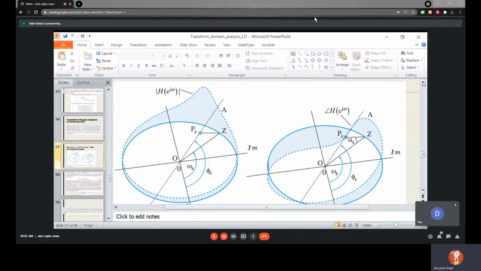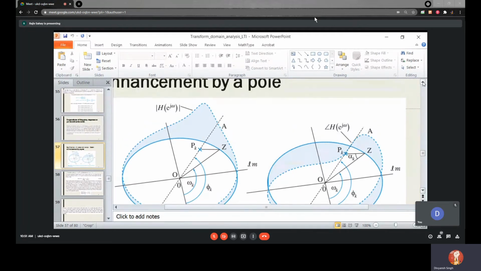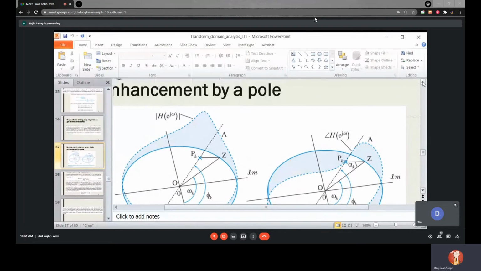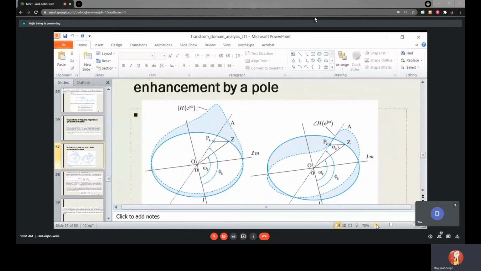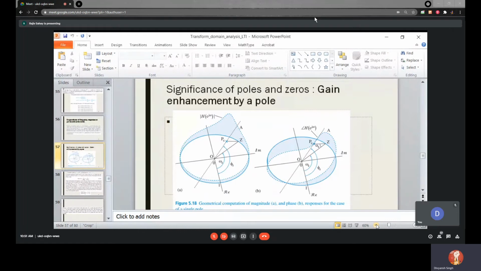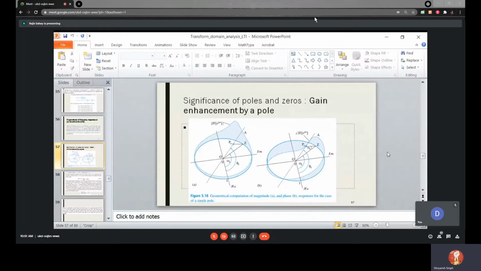So that is why the analysis of what the pole will do, and where you want the magnitude response to go high, is also important. So what should be the location of the pole and how does it affect the absolute response, or the modulus of H e to the j omega, and the phase response? That is what we are going to understand. Okay. So all of you can see this, right?